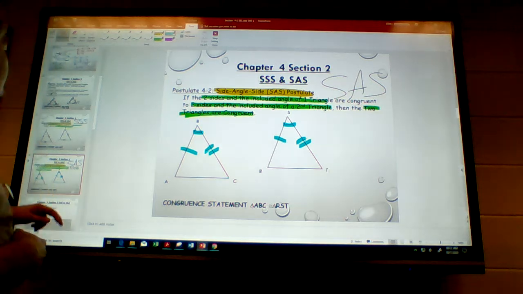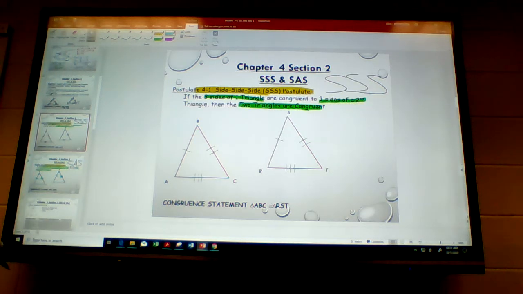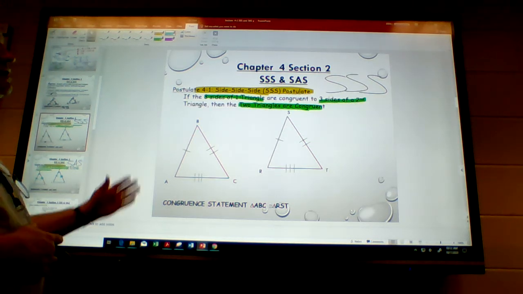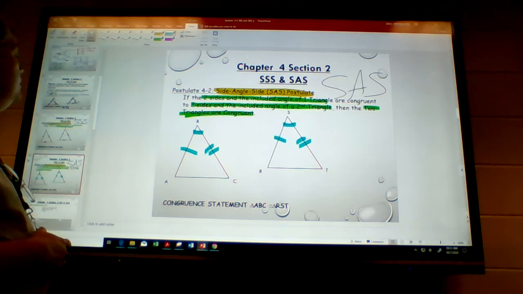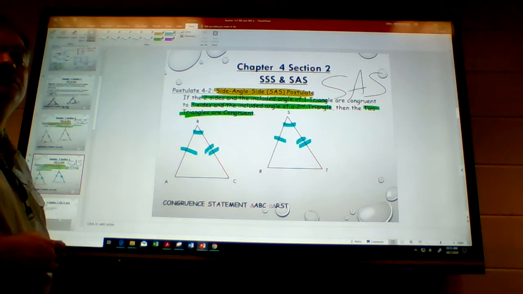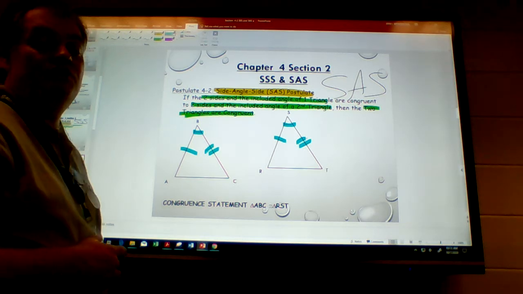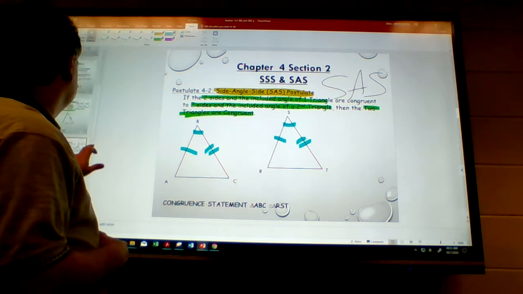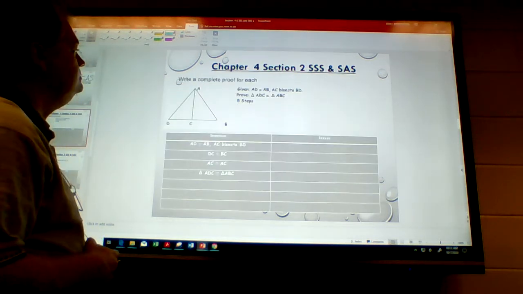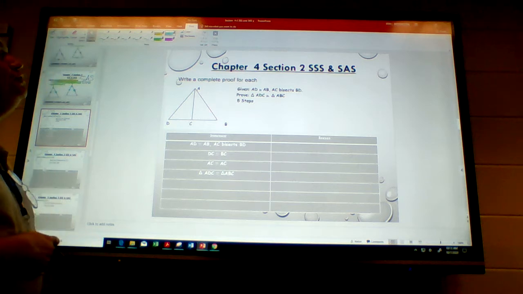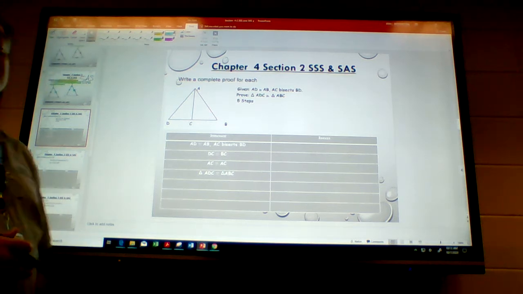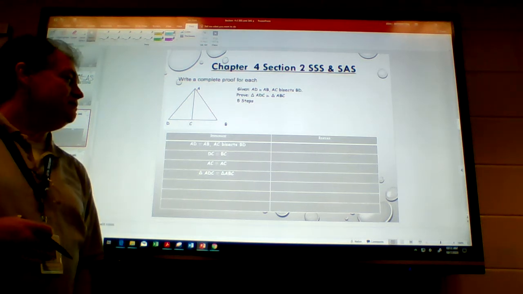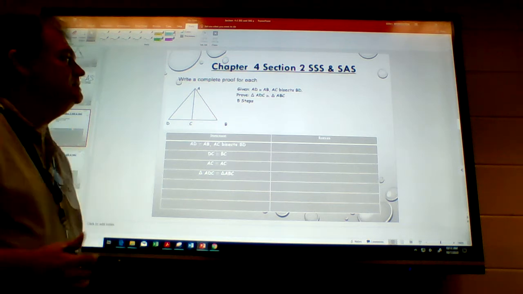So here's what we have. We have side, side, side, three pairs of congruent sides, or we have side angle side, which is two pairs of congruent sides and the angle that is formed by both sides. All right, now next we're going to prove triangle congruence right here. And I'm going to throw in some terms that you may not be aware of, but that's part of learning.